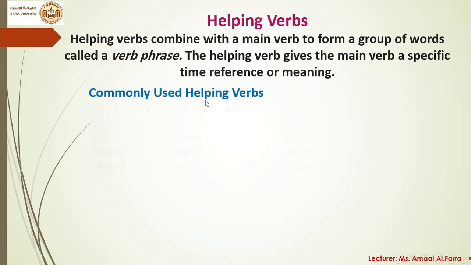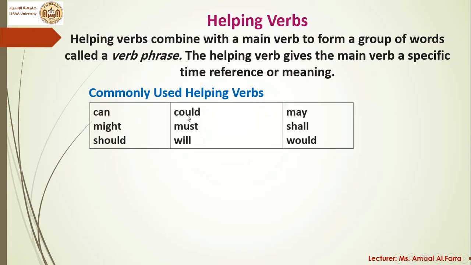Commonly used helping verbs are what? Can and the past of it, could; may and the past of it, might; must, shall, should, will, would. All of these are called helping verbs and they are used with the main verbs. Together we call them a verb phrase.